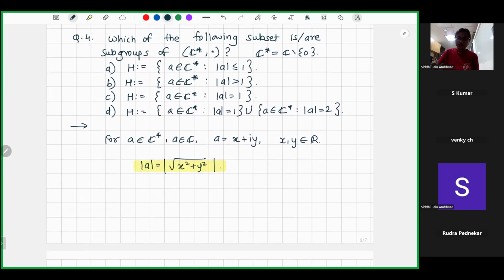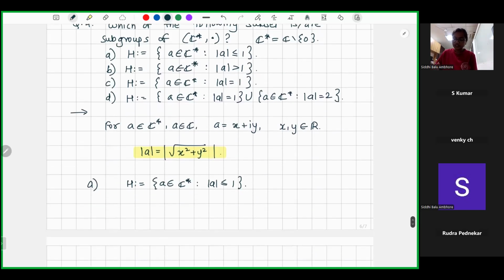Yeah. So let us see each option and let us try to see whether we get any counterexample or not. Okay, so let us start with option 1. So H is such that all those A in C star such that modulus of A is less than or equal to 1. And note that here my G is this C star under multiplication, and the identity of G is 1. Okay, multiplicative identity of this G is 1.